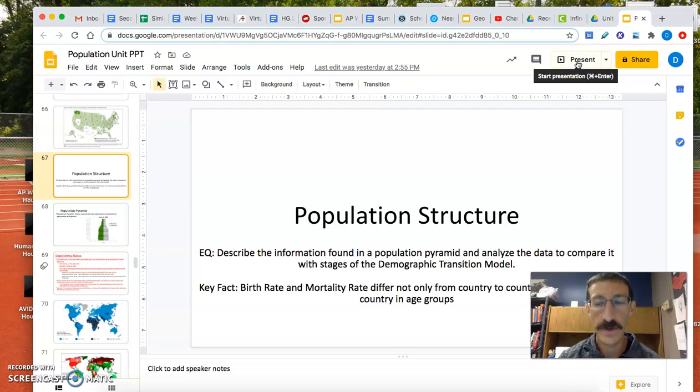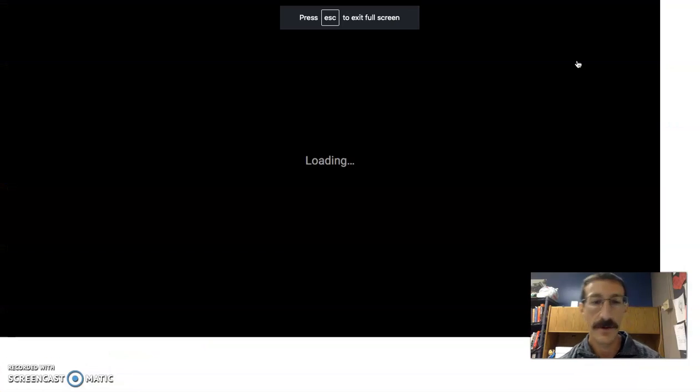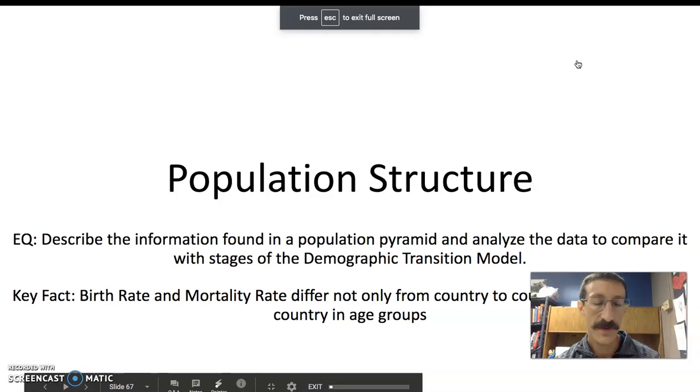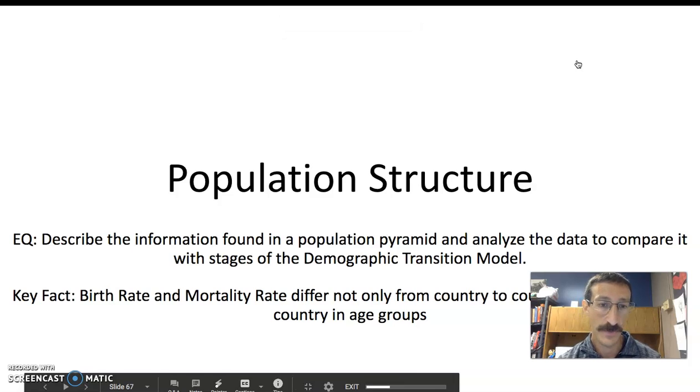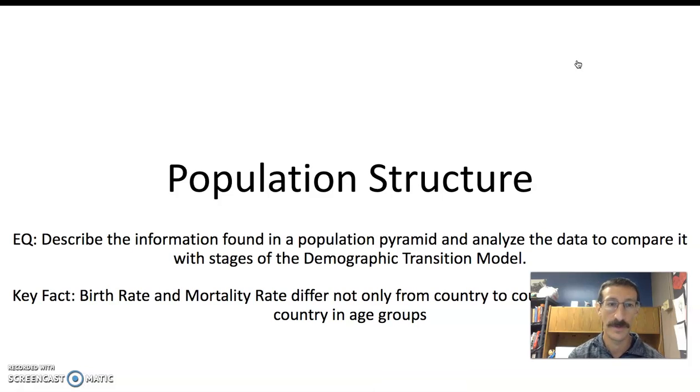Okay, so we are continuing on with section 2.3, talking about the challenges within a given area based on population and health. This time we're talking about population structure, looking at the data we've already talked about, but more specifically within what we call population pyramids. So the essential question is: describe the information found in a population pyramid, and analyze the data to compare it with stages of the demographic transition model and help explain reasons for why a country or an area has a certain population pyramid.